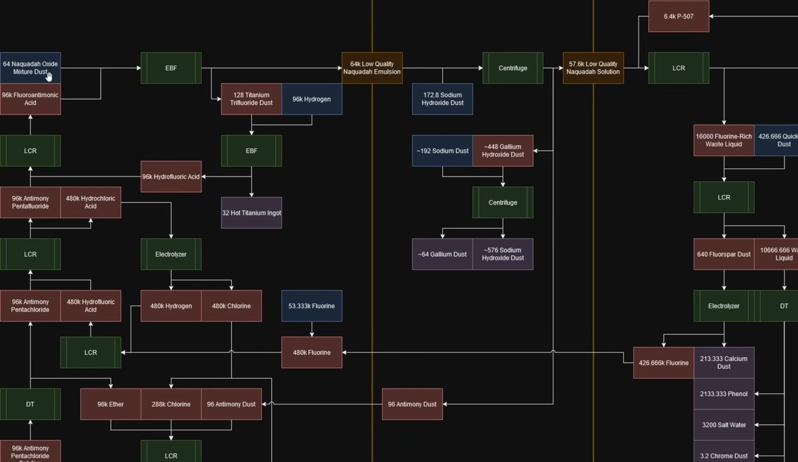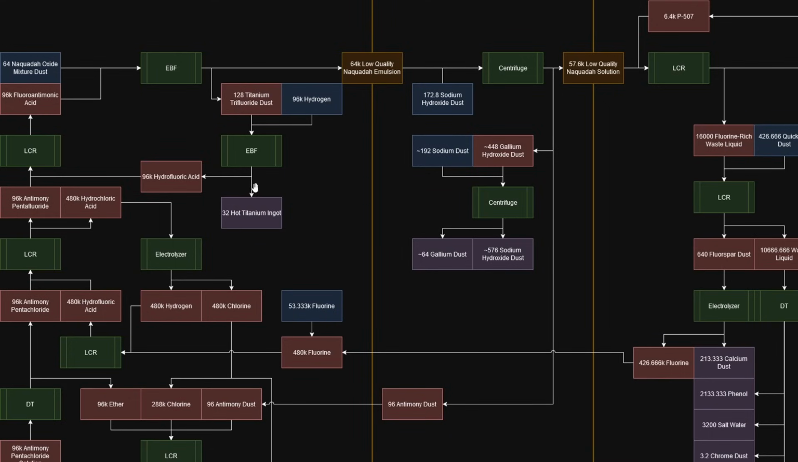And the way this works is the Naquadah oxide mixture dust gets combined with fluoroantimonic acid in an EBF, and you get titanium trifluoride and some low quality Naquadah emulsion. That is basically the first step. But processing the titanium trifluoride dust is what's covered here as part of this EBF.